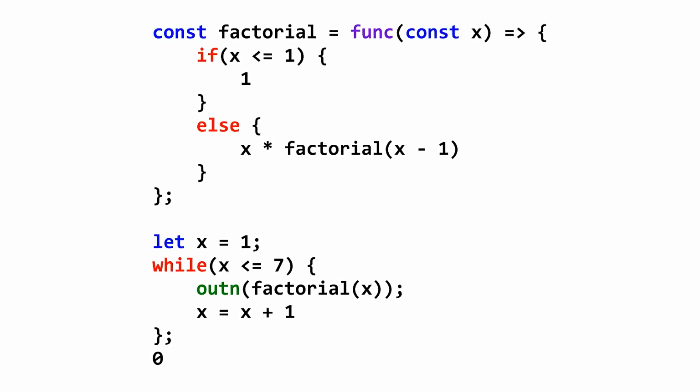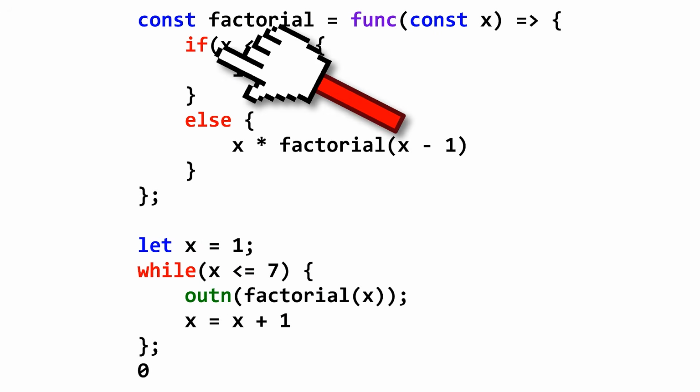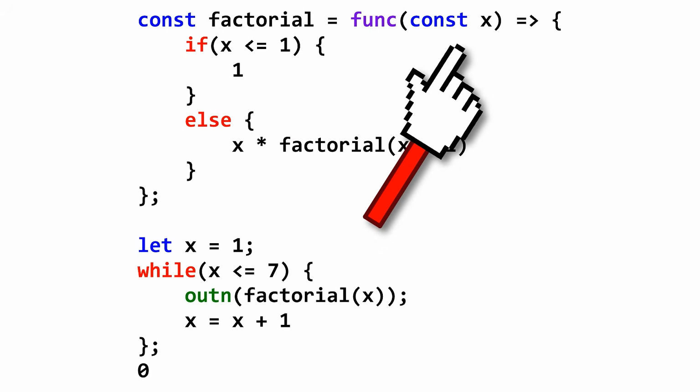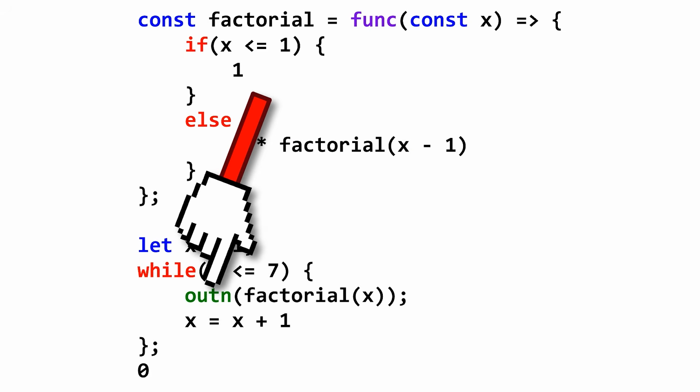So, let's start with what Flug code actually looks like. This program outputs the first 7 factorials, and it pretty much shows all the features that Flug has. It's got if statements, mutable and immutable variables, loops, first-class functions, and a built-in output number function.